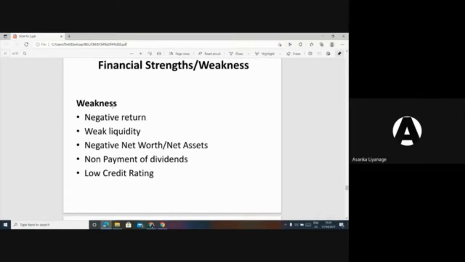Then negative net worth or net assets. If the company has sold some assets, or has taken off their capital, that is a negative thing. Then non-payment of dividends, if the company continuously does not pay any dividends at all for a period of 3 to 5 years, and a lower credit rating. Those are the negatives, or the weaknesses, of the company.